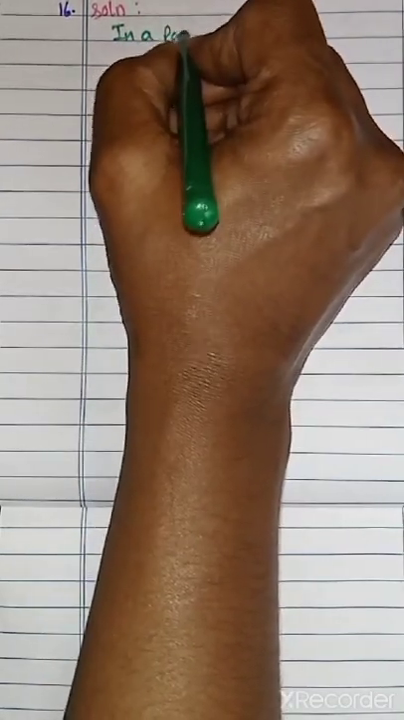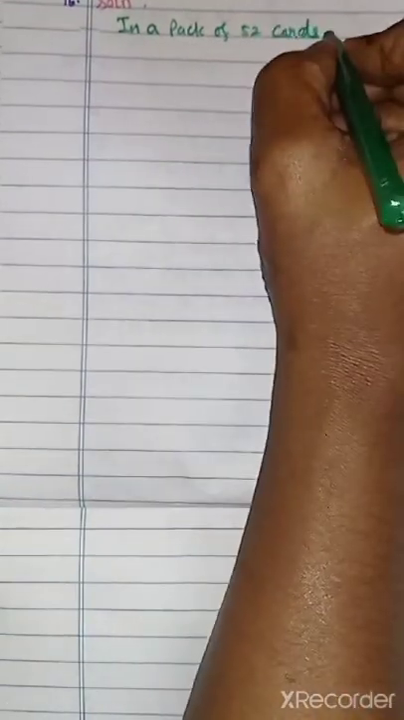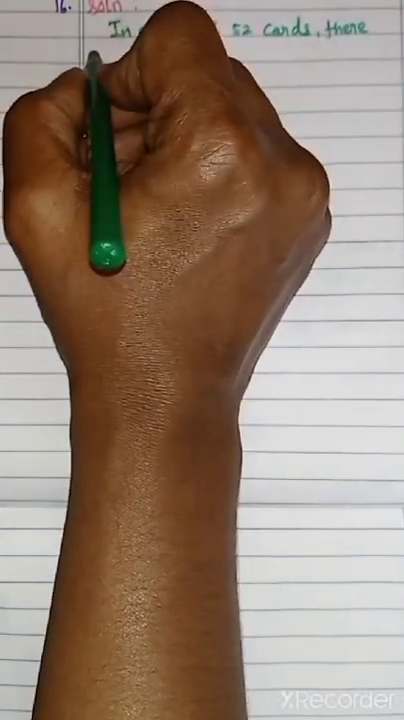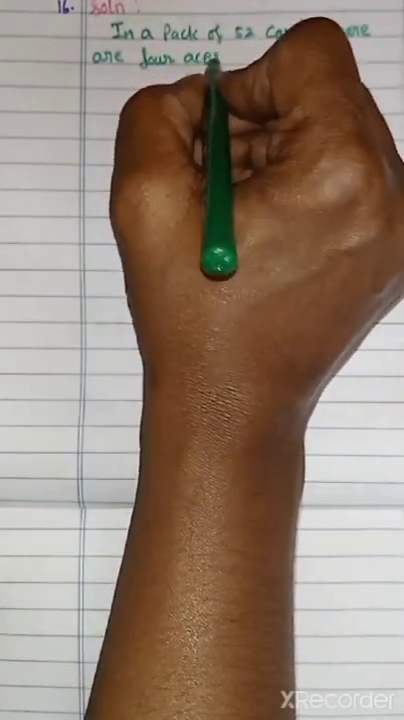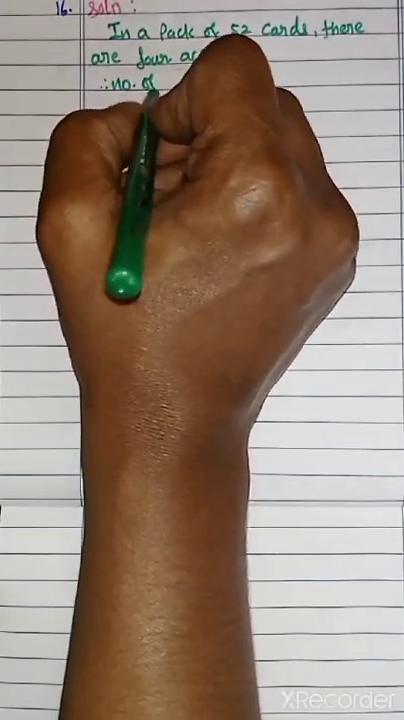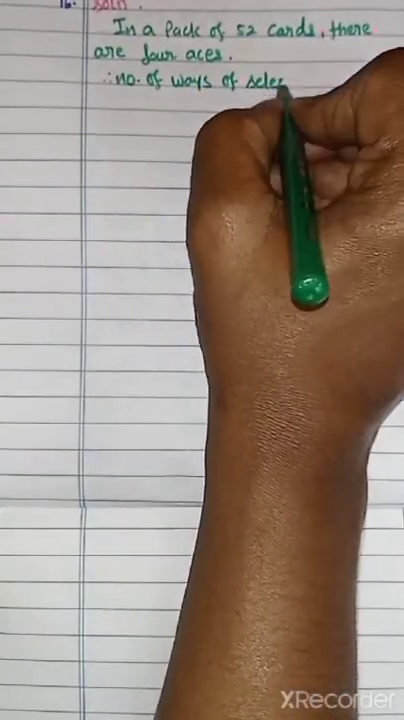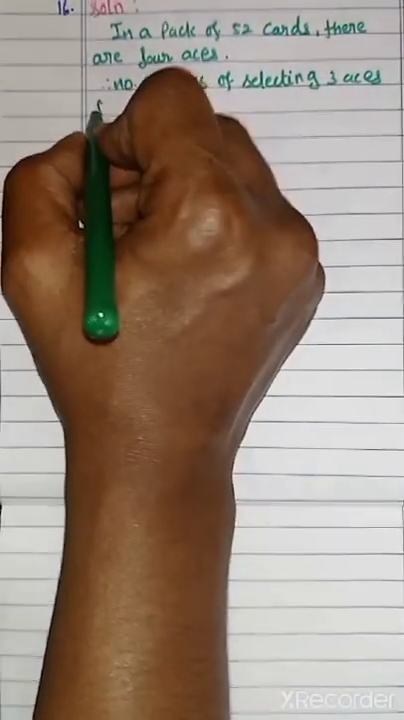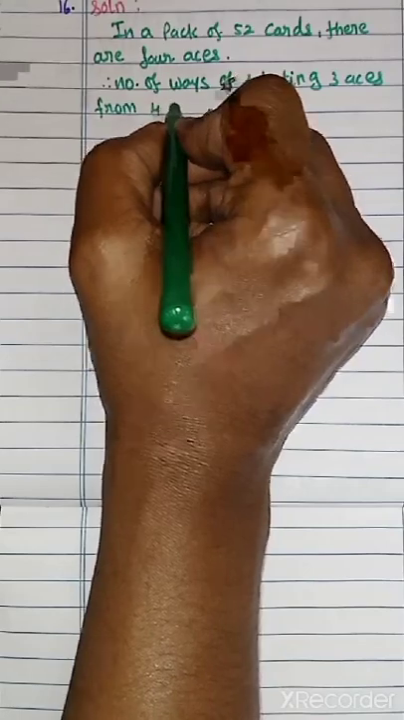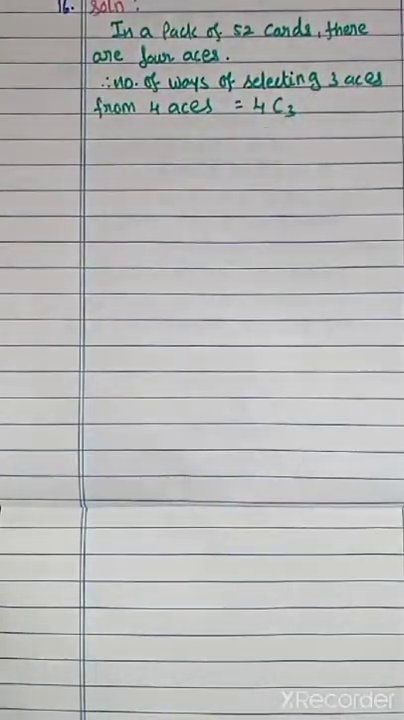In a pack of 52 cards, there are 4 aces. Right? Now, therefore, number of ways of selecting 3 aces from 4 aces. Totally 4 will be there. We have to pick only 3. That is equal to 4C3.